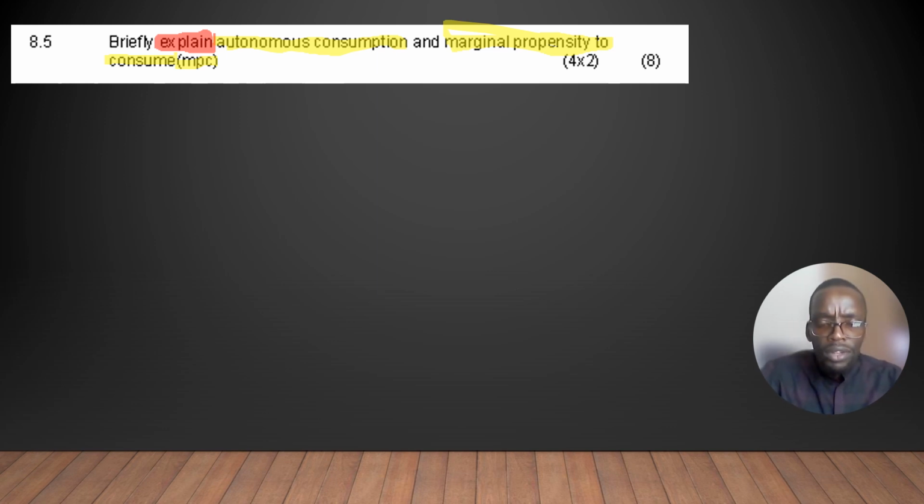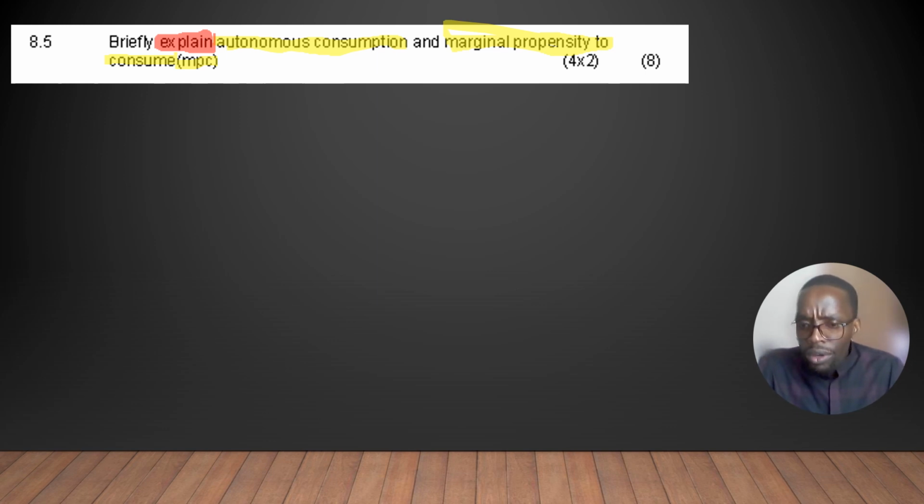Now, briefly explain autonomous consumption and marginal propensity to consume. You do recall that we have looked at autonomous consumption and we said this is consumption that is not linked to the level of income. In other words, this is consumption which is not influenced by any change in the income levels. Are we together there? And then you do recall that maybe it will be more understandable if I give you examples.